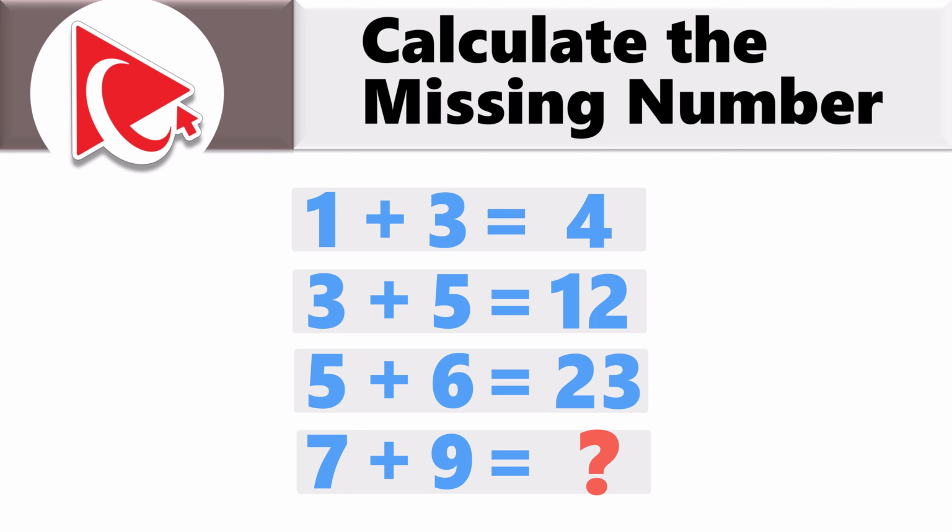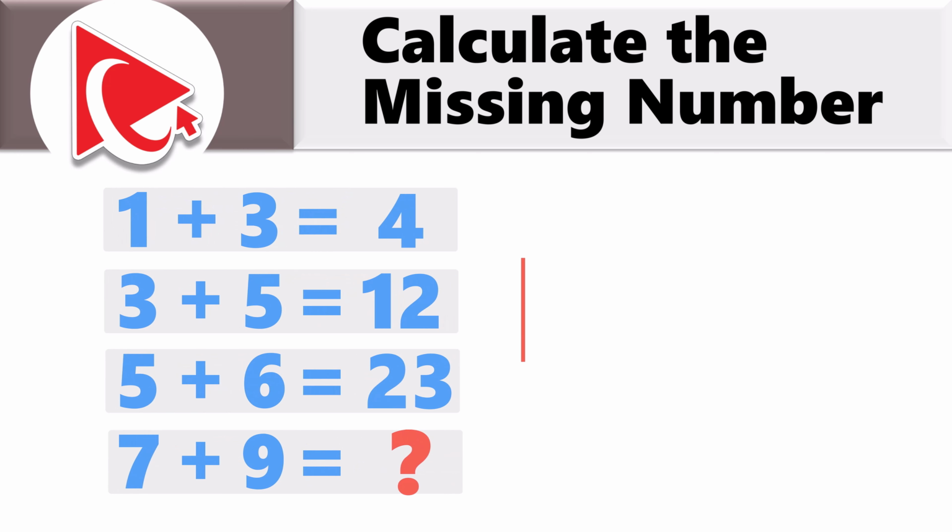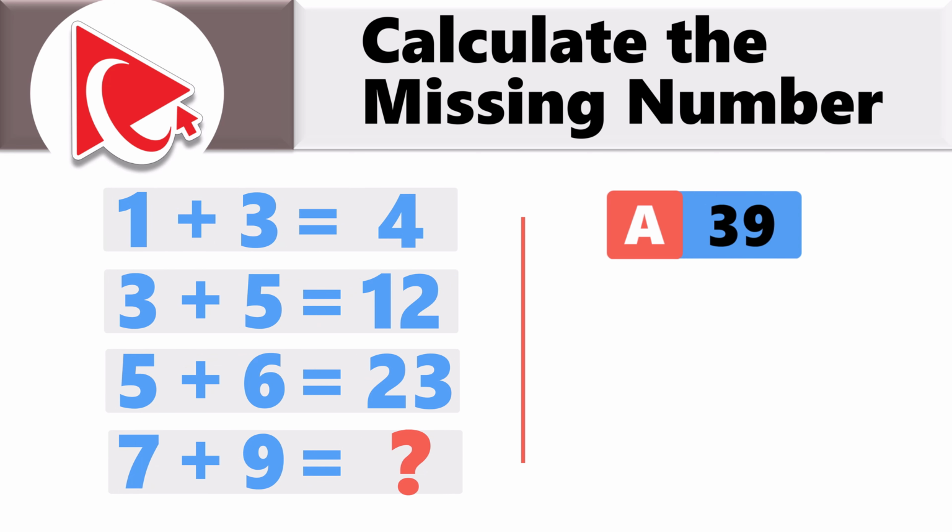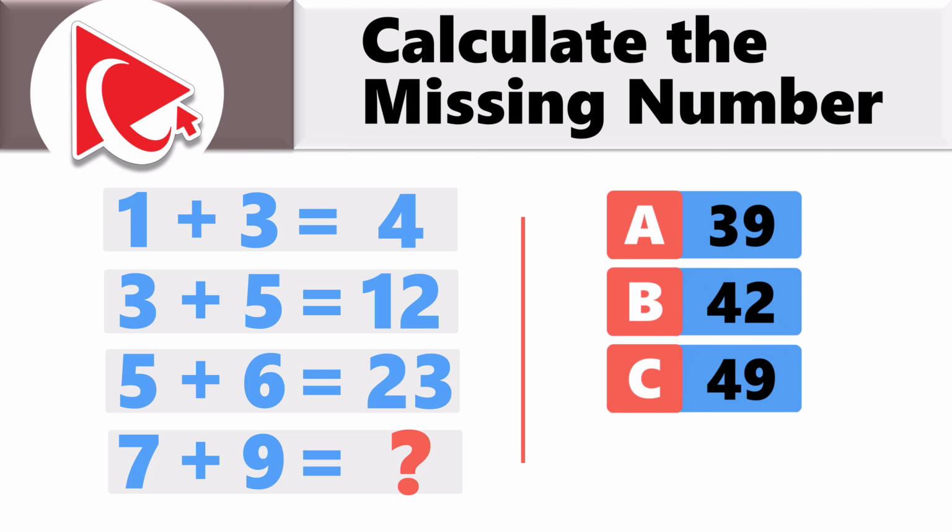Once calculated, make sure to select the missing number out of 4 possible choices. Choice A, 39. Choice B, 42. Choice C, 49. And last but not least, choice D, 56.